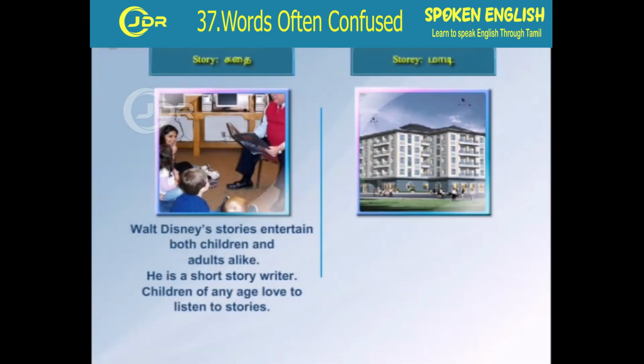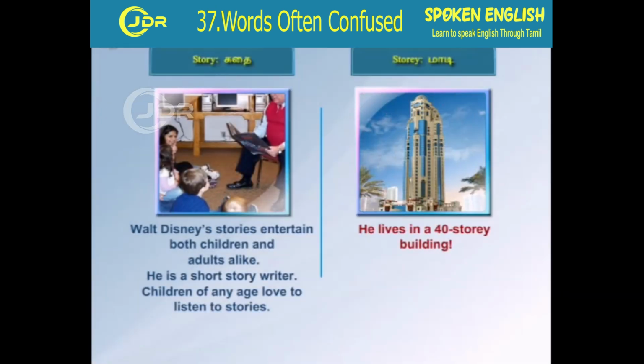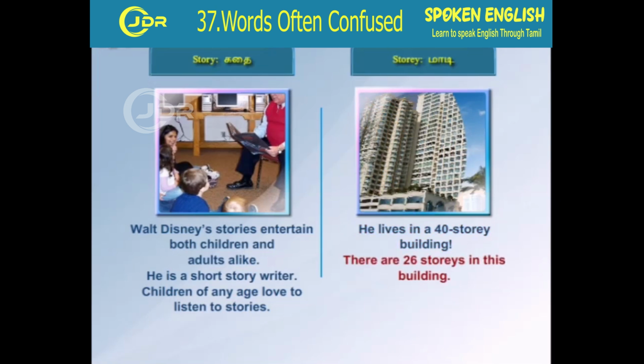Story. He lives in a 40-story building. There are 26 stories in this building.